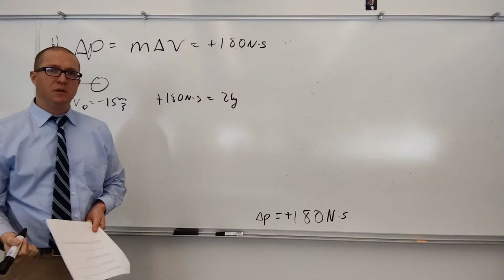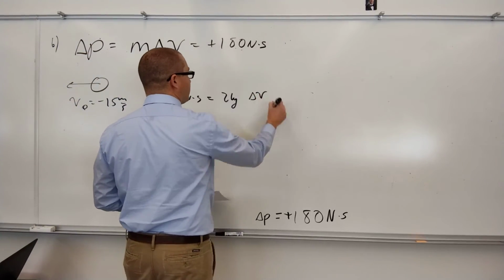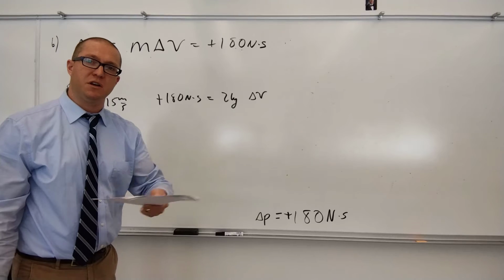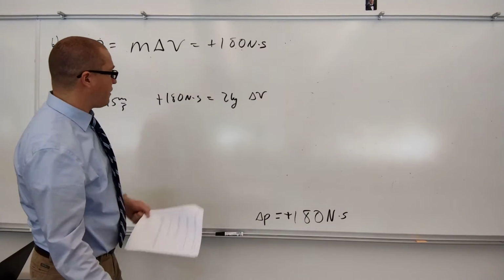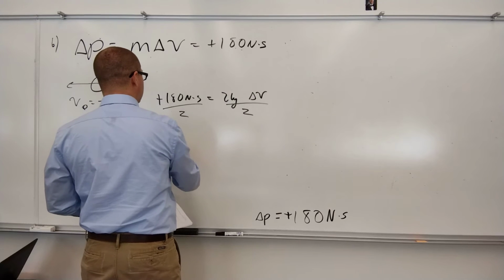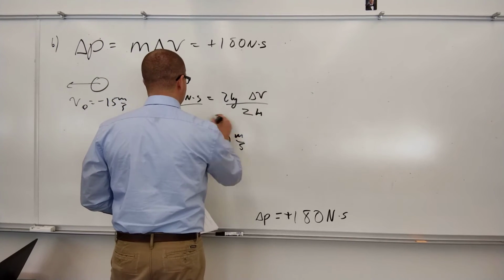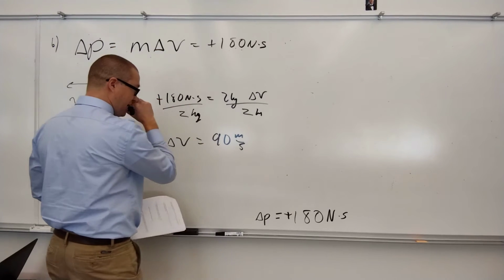Now, here's the deal. I haven't talked about this in class. Sometimes I think it's easier just to solve for delta v. Rather than putting in v initial and v final, if you just solve this for delta v, divide both sides by 2, you get a delta v of 90 meters per second. Now, let's see how the units cancel out here.